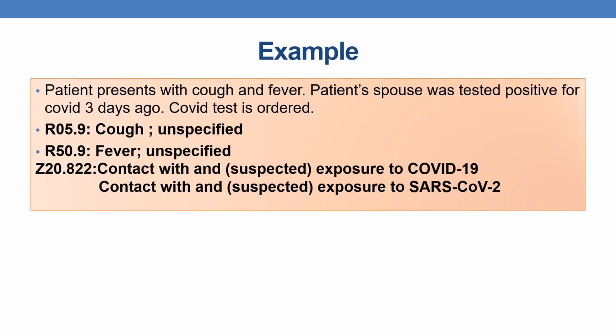So the first code is R05.9, that is cough unspecified. Next, fever R50.9, fever unspecified. Next is Z20.822, contact with and suspected exposure to COVID-19 or contact with and suspected exposure to SARS-CoV-2 because patient has been suspected to be in contact with the COVID patient.